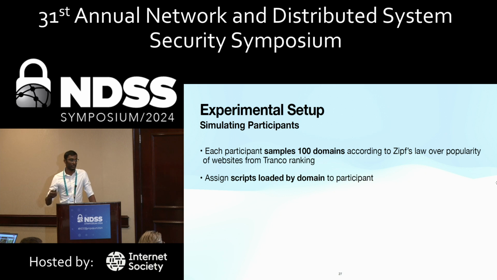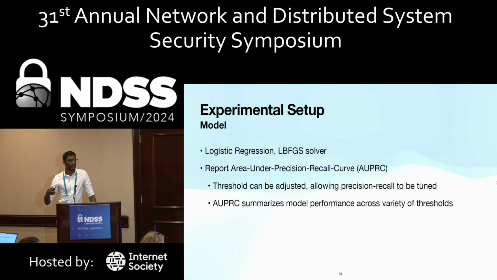Next, we simulate the participants on top of this data set by assuming that each participant samples from the top 100 domains according to the popularity. Then, the scripts that belong to these domains were assigned to each of the participants. Although our system is quite modular and can be instantiated with any modern ML model, we found that a simple logistic regression model was enough to give sufficient model effectiveness. Furthermore, as the output of the model can be thresholded, and this threshold be adjusted at many different values to achieve the necessary precision recall, we report the area under the precision recall curve, as this summarizes the model performance across a variety of thresholds.